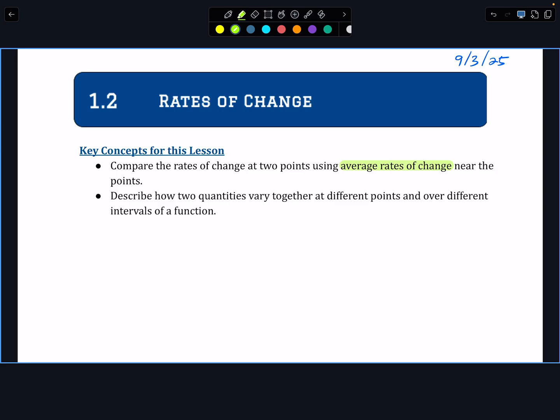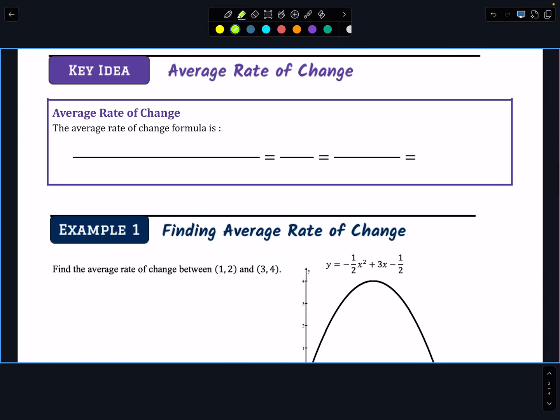So we're going to look at it from a graph. We're going to look at it from a table. We're going to look at it from our calculator standpoint, okay? And you will actually learn how to do some calculus in this lesson, even though you don't know it's calculus yet. It's pretty cool. So average rate of change.